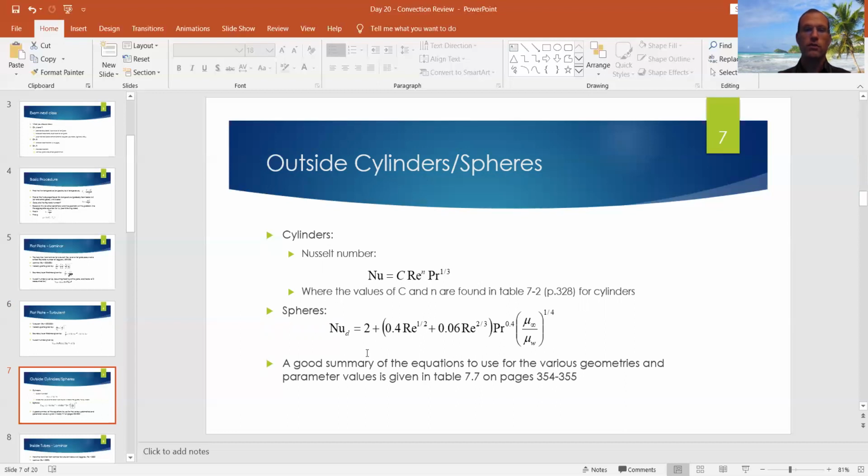Spheres is a more complicated equation: 2 plus 0.4 Reynolds number to the 1/2 power, plus 0.06 Reynolds number to the 2/3 power, times Prandtl number to the 0.4, and then viscosities, mu infinity over mu wall. Those are the viscosities of the fluid at these different temperatures, at T infinity and at T wall, 2 different viscosities, that ratio to the 1/4 power. And again, a good summary of all the equations to use for the various geometries for external forced convection is in table 7.7 on pages 354 to 355, which should have at least the majority of the ones you can use for each individual case. So again, a good thing to bookmark for the exam.